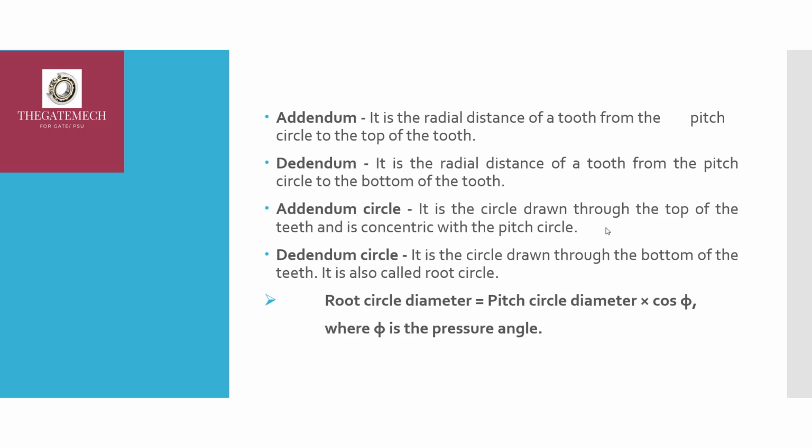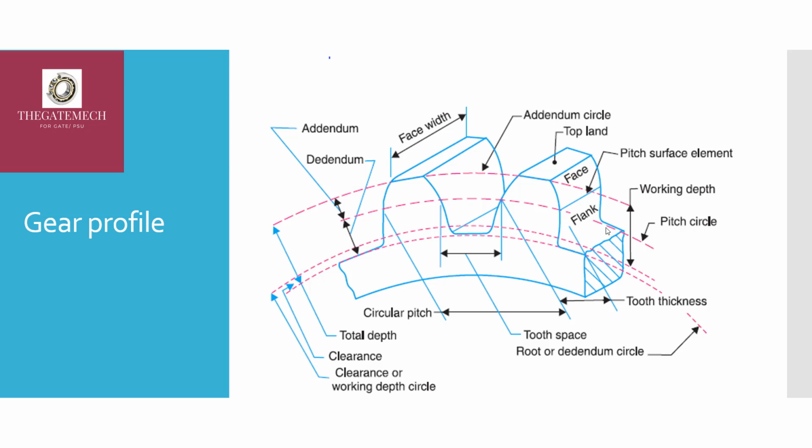The next terms are addendum and dedendum. Addendum is the radial distance between the pitch circle and the top of the tooth. Dedendum is the radial distance between the pitch circle and the root of the tooth.